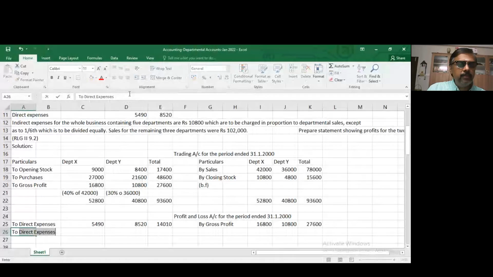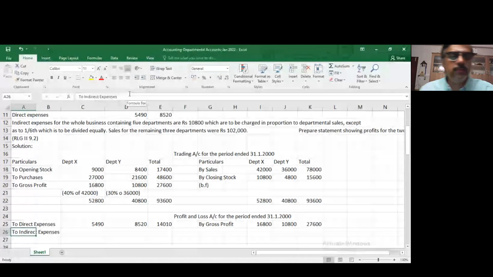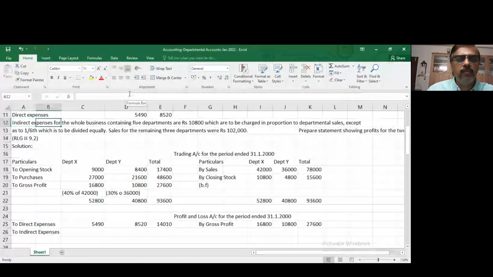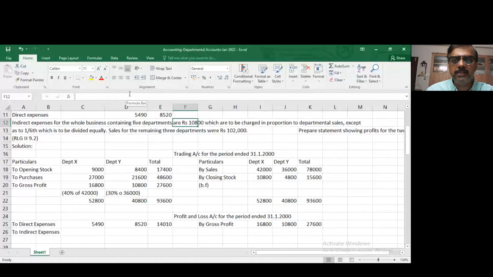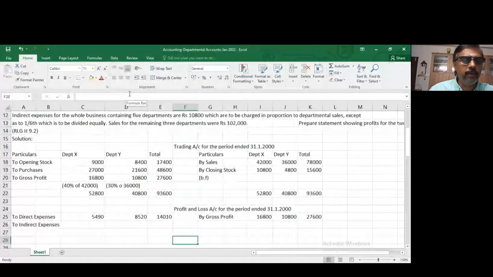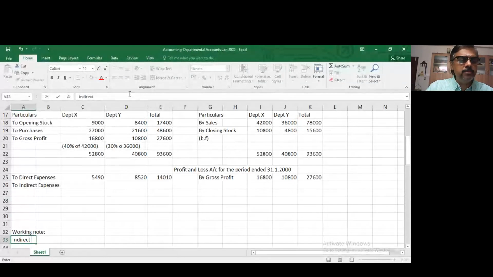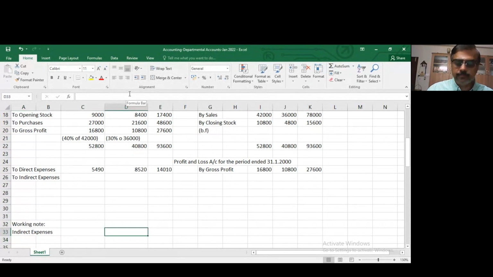Now we have indirect expenses. As far as indirect expenses, they have given us an important point. Indirect expense for the whole business consisting of 5 departments was 10,800, which is to be charged in proportion to the departmental sales, except for 1/6 to be divided equally. Now, we have to do a working note here. Working note, indirect expenses. Very interesting point, but a simple one. Indirect expenses in total is 10,800.